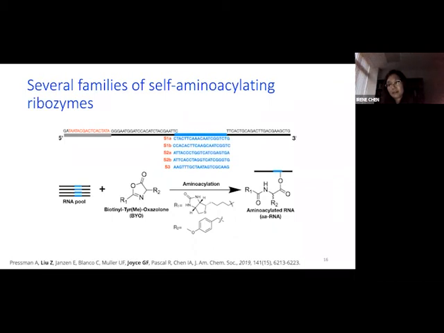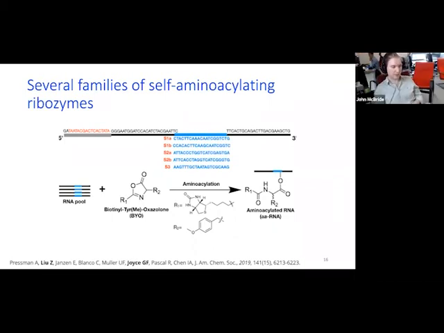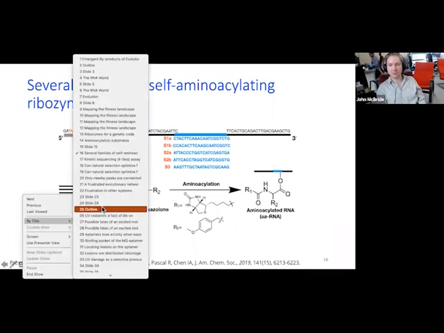Mm-hmm. So my second question is, your neutral network was defined just by things that worked, things that were selected. So that's kind of a binary view of a neutral network. Either you're in or you're out. But of course, different sequences will have different catalytic activities. I was wondering if you looked at the landscape in terms of that also.